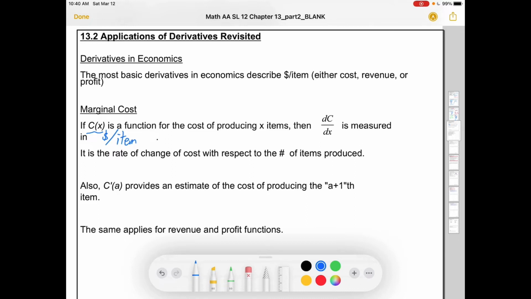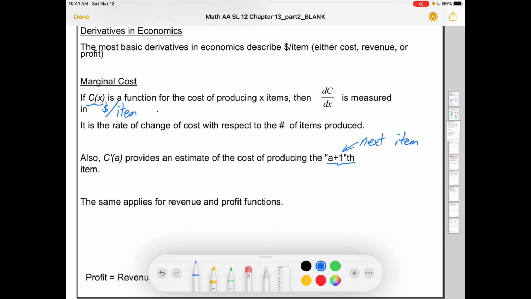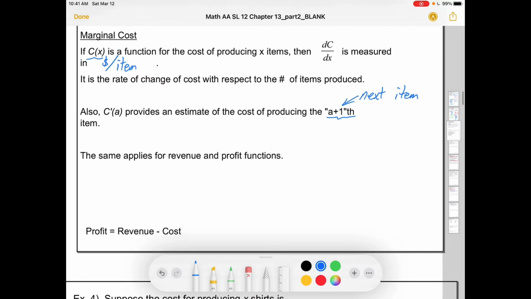It also provides an estimate of the cost of producing the a plus 1th, or the next item. It can be used to estimate the true difference in cost between making a plus 1 items and a items. The same idea applies for revenue and profit functions. Revenue is money that's coming in. Profit is the difference between revenue and cost. So if you ever need profit, just think money in minus money out.